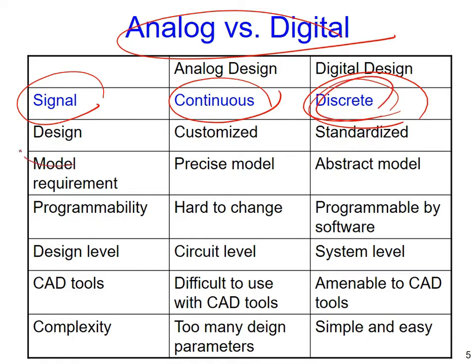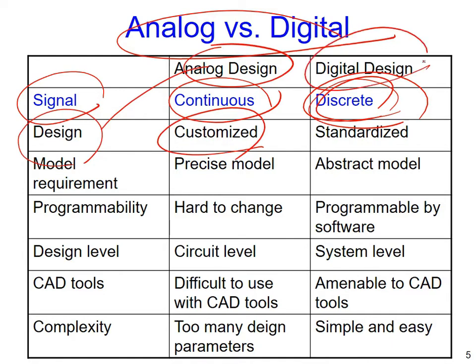Anyway, our design in the analog domain needs to be customized, which means you need to do everything by yourself. That's it. And how about digital design? Oh, they can be standardized. They have the so-called standard cells. So, according to standard cells, all the design can be standardized and automatic.